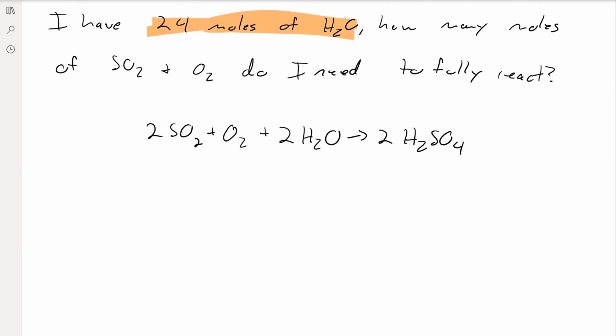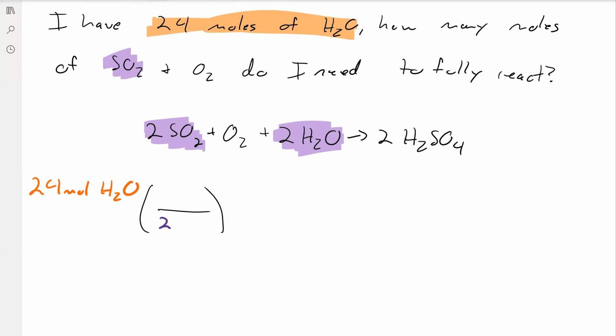So we'll start off with our 24 moles of water. And then I'll start answering my questions. So I need to know about SO2. So then I'll find my water and my SO2 in my chemical equation, and it's in a 2-to-2 ratio. So 2 H2O on the bottom, that way it cancels out, to 2 SO2 on the top. The water and the water cancel out. And then I'm left with moles of SO2, which is exactly what I want. I do the math and I figure out, yep, 24 moles of SO2, which makes sense because they are in the same ratio.